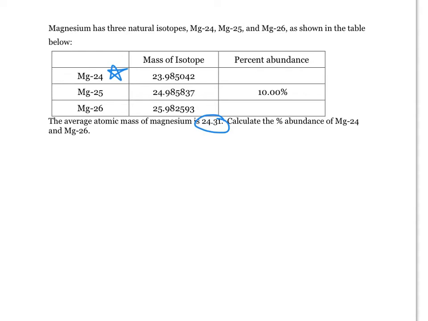So we're going to call our percent abundance x because it's an unknown. I'm going to change this 10% to a decimal because it's usually easier to work with decimals than percentages. And we say, okay, if this is x and this is 0.1, what is this third one going to be? If this isn't immediately obvious, we know that they all have to add up to 1, like 100%. So we could temporarily call this y, and we know that x plus y plus 0.10 equals 1. Now rearrange this and solve for y. So y then equals 0.9 minus x.